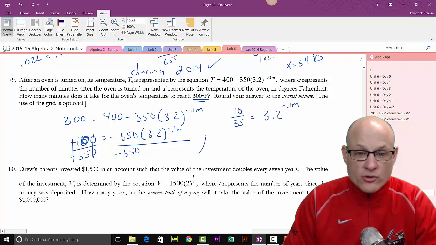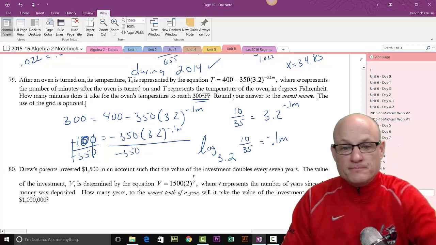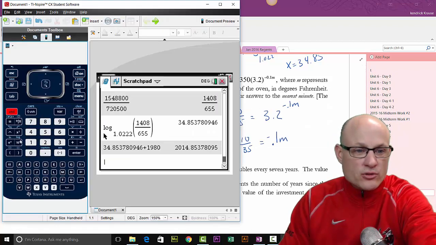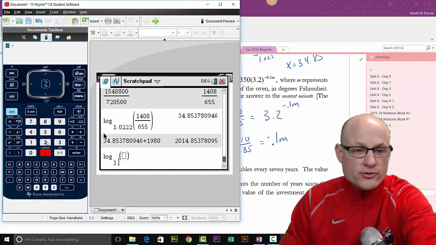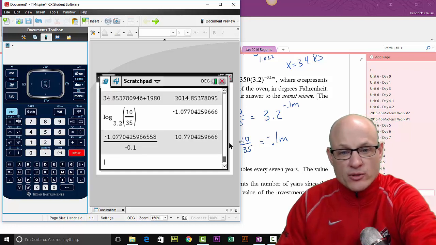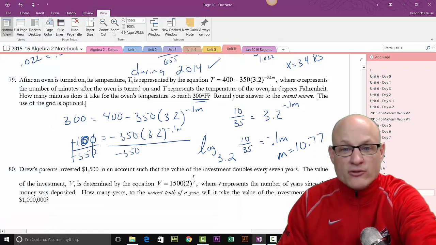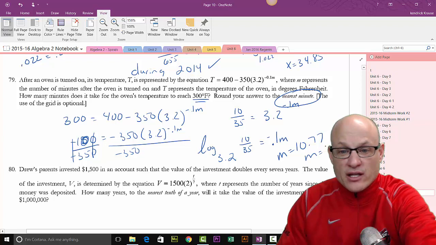It's all about the base. So log base 3.2 of 10 over 35 is equal to negative 0.1 m. So control log base 3.2 of 10 divided by 35 equals, and then we're going to divide by negative 0.1, and we get 10.77. So m equals 10.77. Round your answer to the nearest minute. That's 11 minutes.